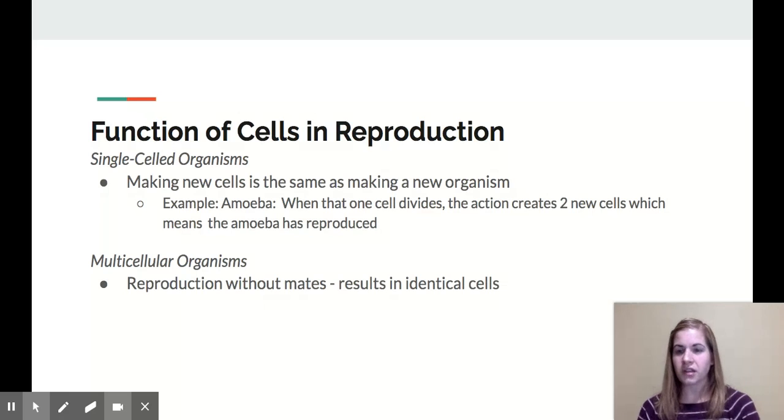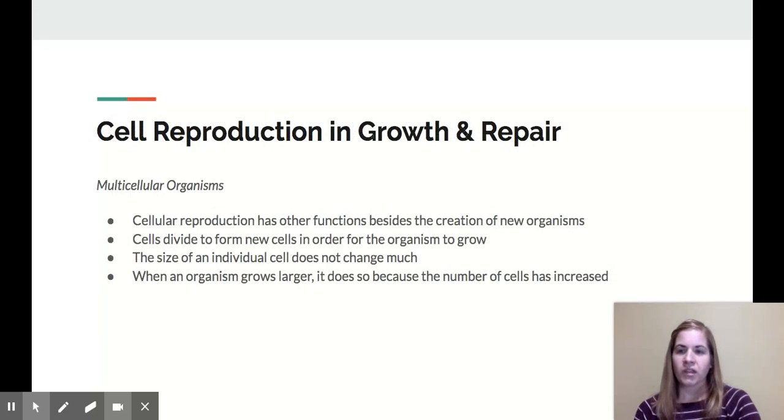Now, on the other hand, multicellular organisms are a little different. There are different reasons why a cell would reproduce. And the first one it mentioned was an example with a strawberry plant. In this case, reproduction can take place without a mate. And if it's taking place without a mate, your result of cells are going to be identical cells. Now, the other things that can occur have to do with growth and repair.